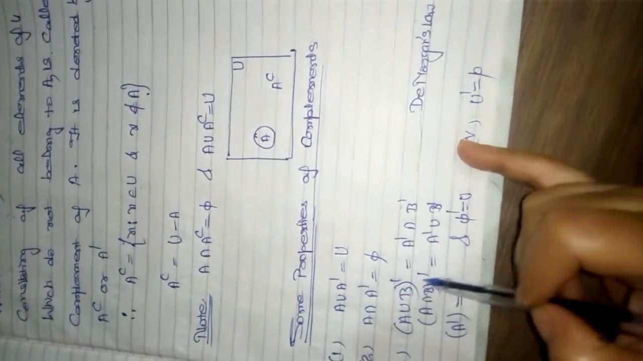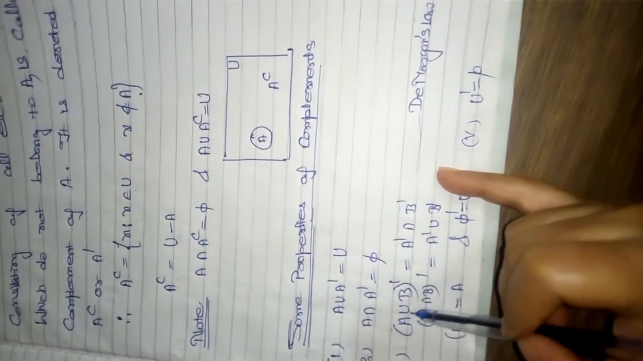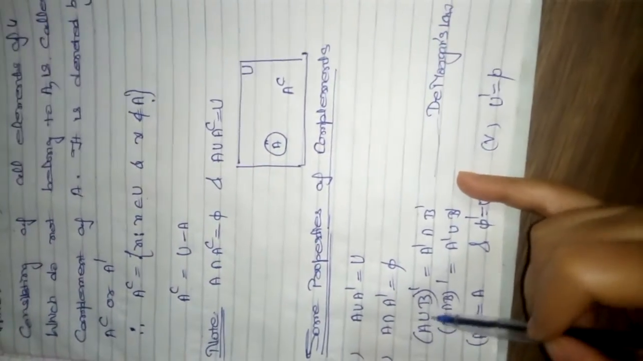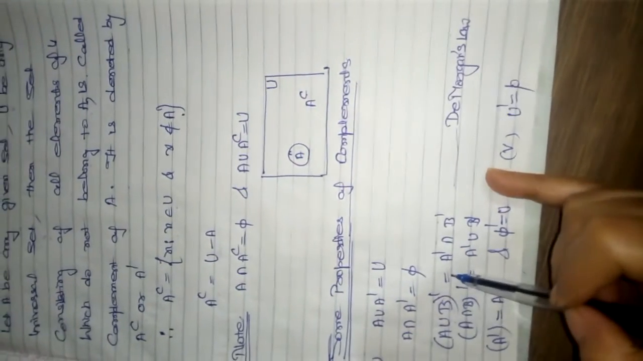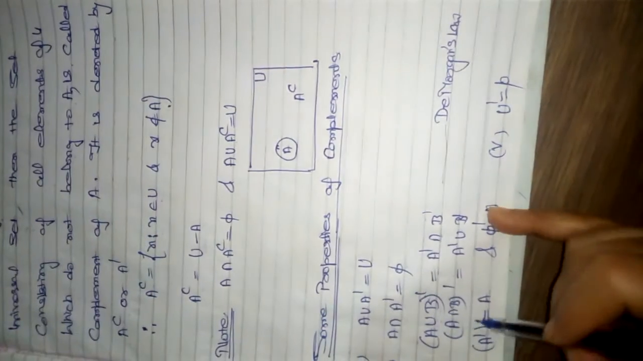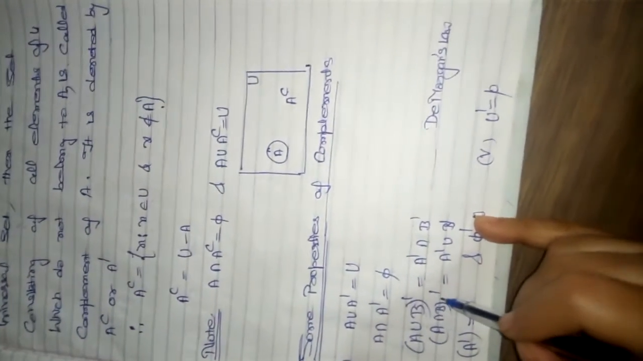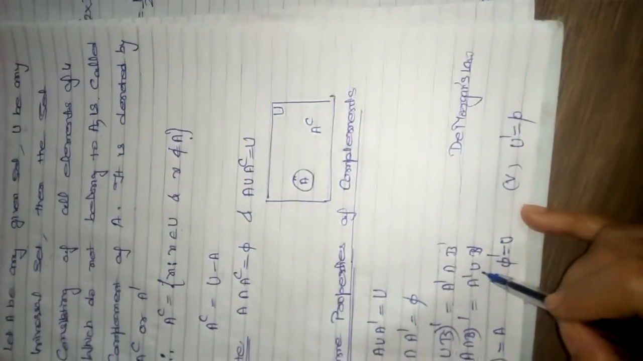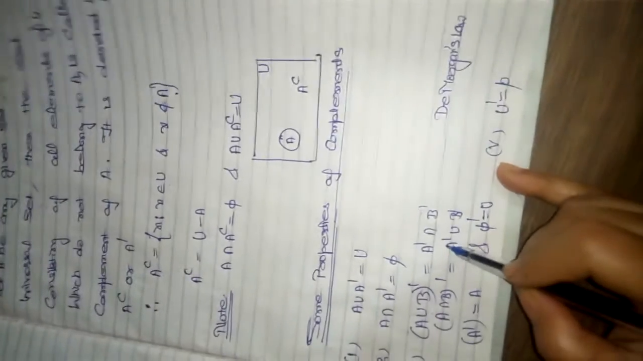Now these are known as the De Morgan laws. (A union B) dash, meaning the complement of A union B, is equal to A complement intersection B complement, and (A intersection B) whole complement is equal to A dash union B dash. These are known as the De Morgan laws.